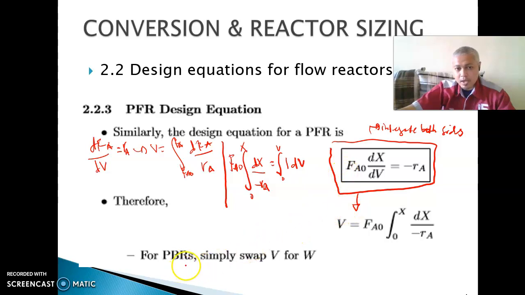And then for PBR, you just need to replace V with W. Here we have W equals Fa naught times the integration of 0 to X, dX over negative Ra.